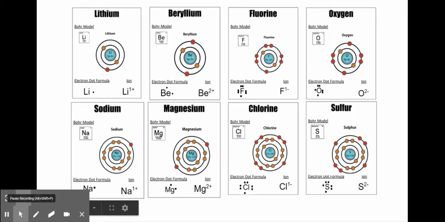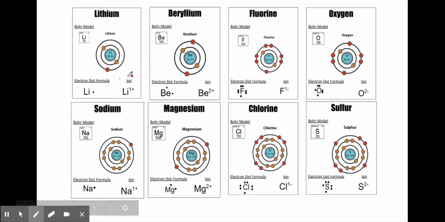This is part 2 of the Ionic bonding lab. In part 1, we made these cards and we used the Bohr model to determine the electron dot formula and the ion for each of these atoms.